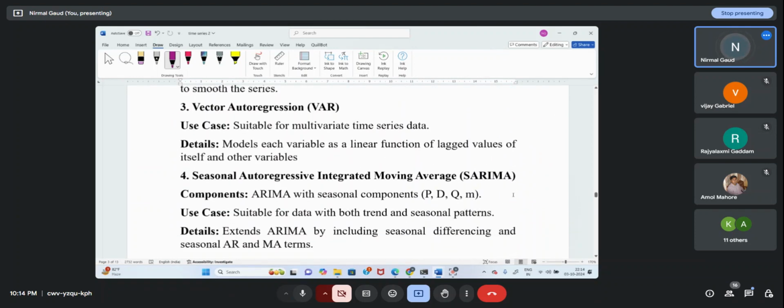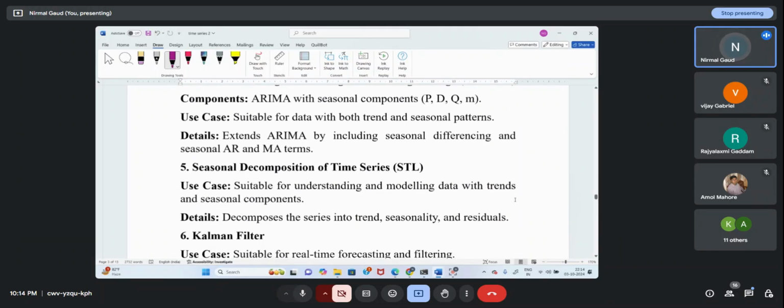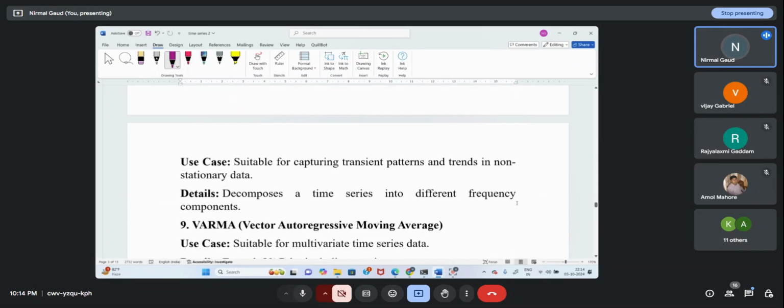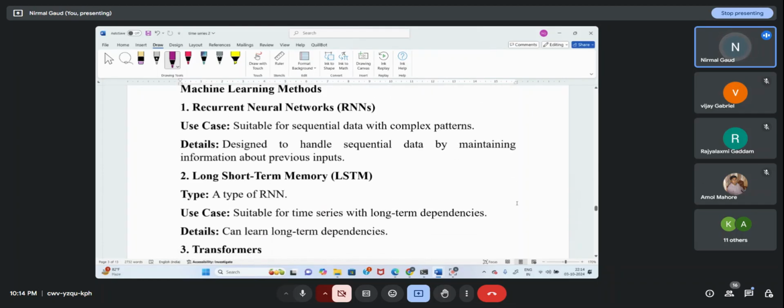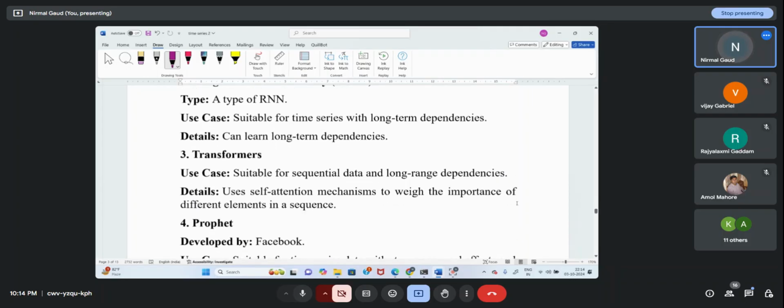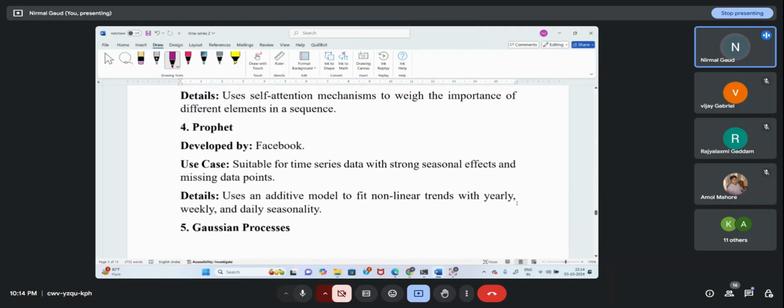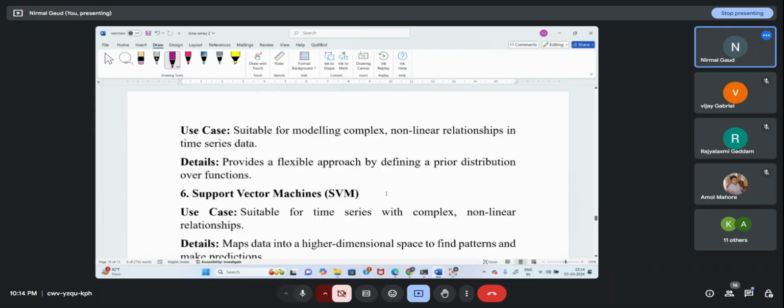Okay, there are many algorithms: vector autoregression, seasonal autoregression, wavelet transform, VARMA. I have used RNN, LSTM, ARIMA, not everything. Prophet, developed by Facebook, is suitable for time series with strong seasonal effects. There are many algorithms present for time series.